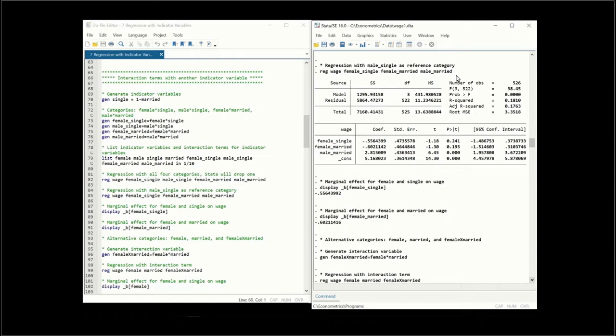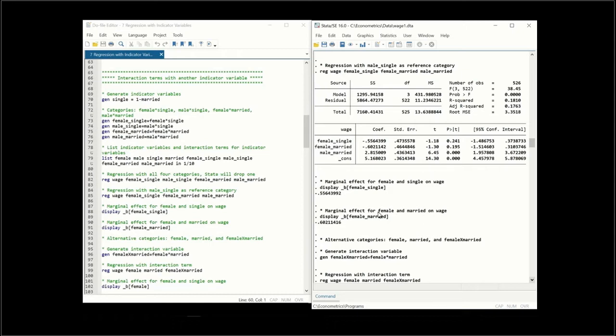So now, if we would like to know what is the marginal effect of being female and single on wage, we can look up this coefficient here. So we can say that single females are getting 56 cents lower than single males, because that was the reference category that is not included. But notice that this coefficient is not significant.